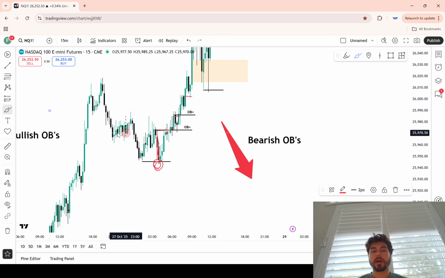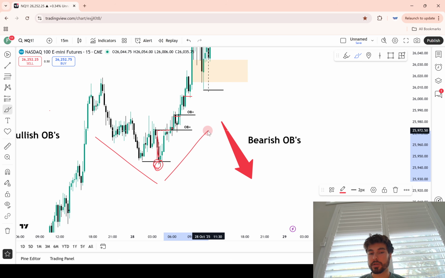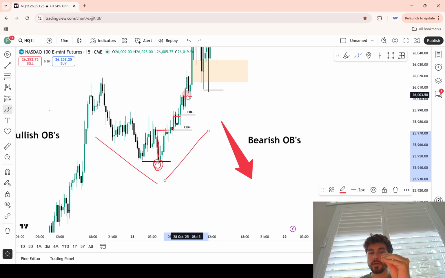Why is it the case? Because here we're moving from bearish to bullish. So the first order block we create is the change in the state from bearish to bullish. But we already know there's a change in the state now. So every other order block is just an order block.